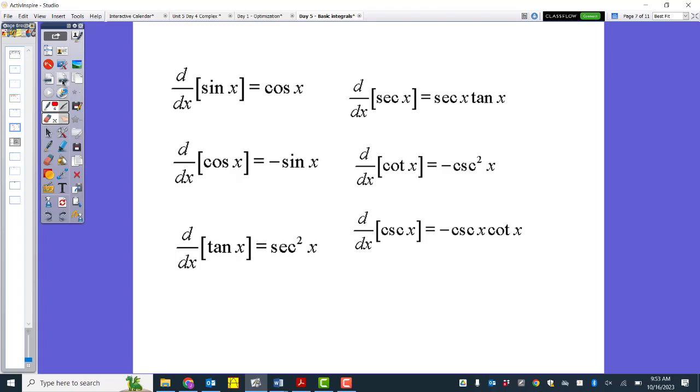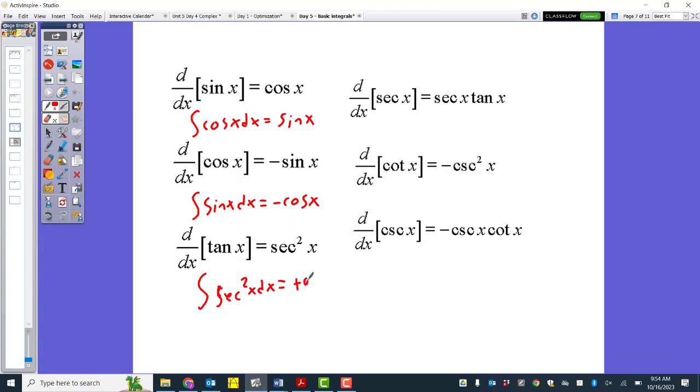The other thing we're going to talk about is the trig functions, which means we're just doing the opposite of the derivative. So if the derivative of sine gives us cosine, then the integral of cosine is going to give us sine. If the derivative of cosine gives us negative sine, then the integral of sine should give us negative cosine. The rest of these you have to be exact. So the integral of secant we don't know, but the integral of secant squared is going to be tangent.